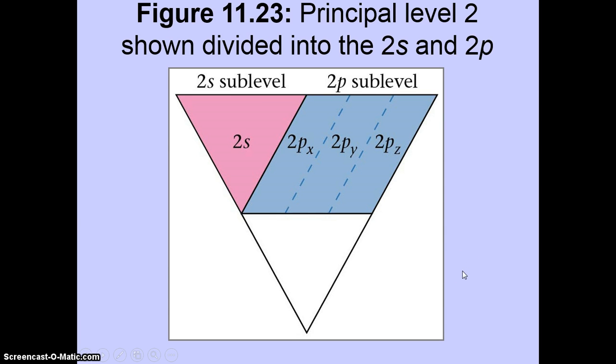Here's principal energy level 2, and here's principal energy level 1 down here. So energy level 2 is divided into 2s and 2p sublevels. 2s is the circular orbital that we're going to see, and p's are going to look like dumbbells. And these actually go around the x, the y, and the z axis.